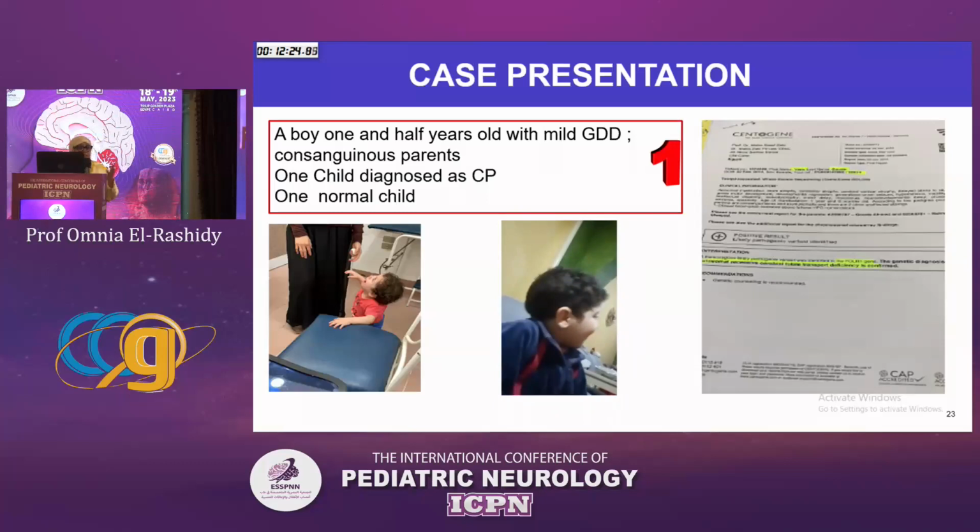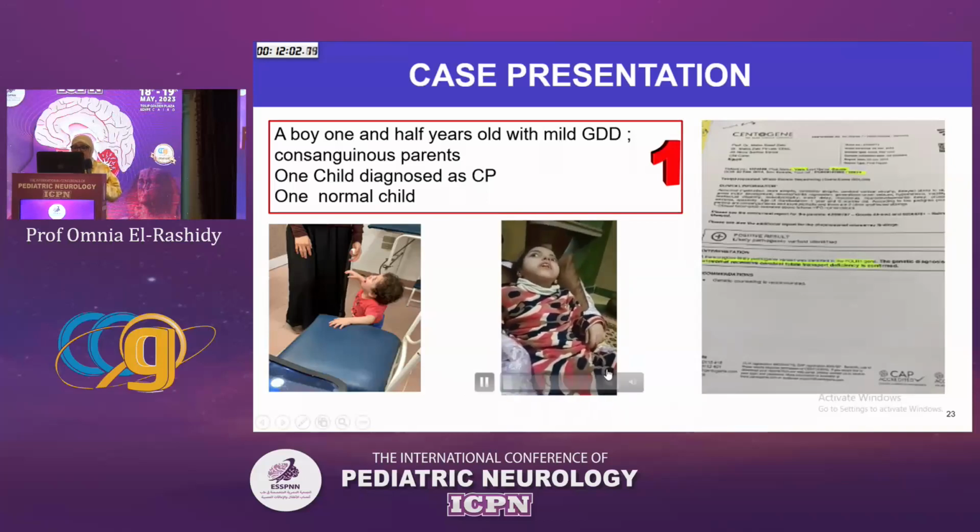I was lucky enough that this patient was with my colleague, Dr. Mahasad, and she gave me the whole exam. The patient proved to be cerebral folate deficiency, a treatable disease. So the patient started folinic acid.